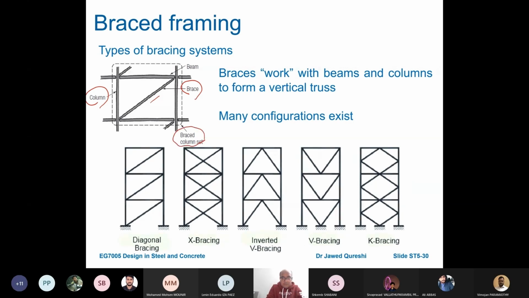Types of bracing that are common are diagonal bracing, and X bracing is the most common one because if wind blows in one direction, the other bracing is not effective. If wind blows in the other direction, then the initial bracing is not in use. And then we have inverted V bracing or A bracing, and then we have V bracing here, and then we have this K bracing. So there are various types of bracing being used.